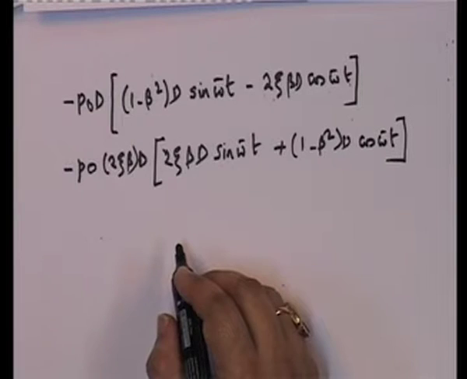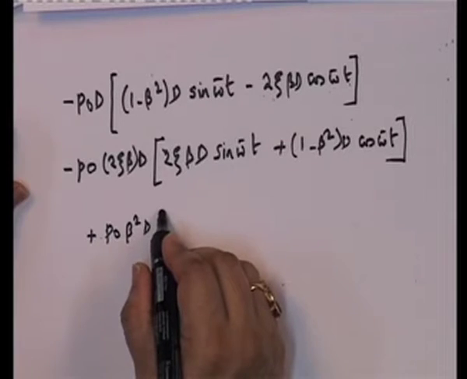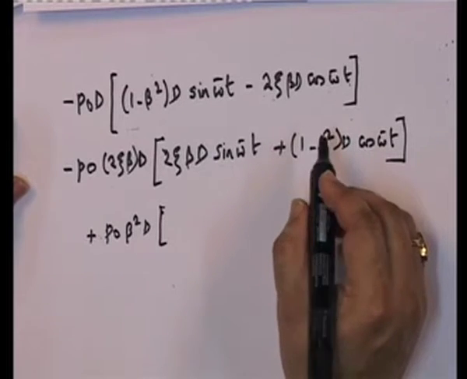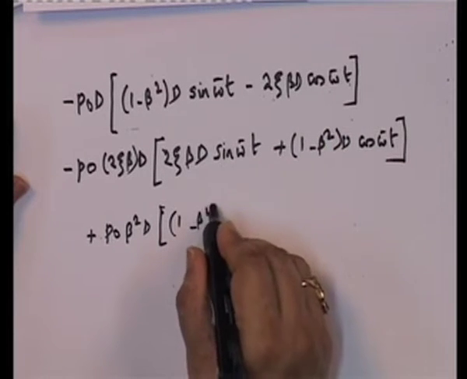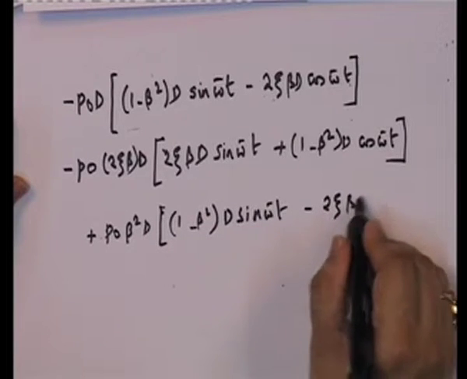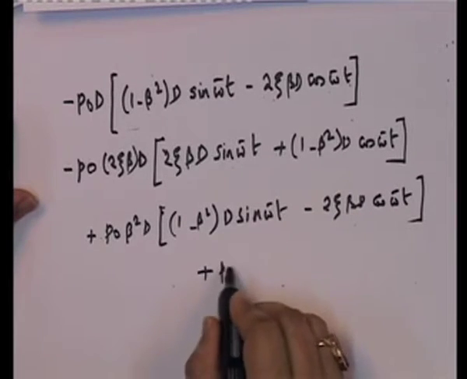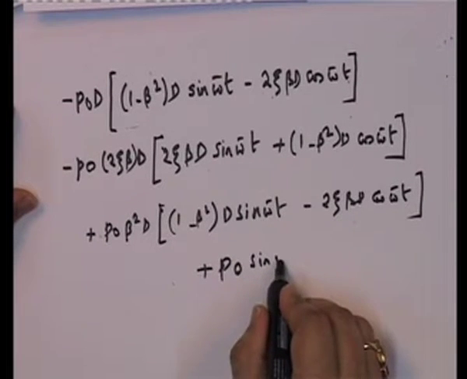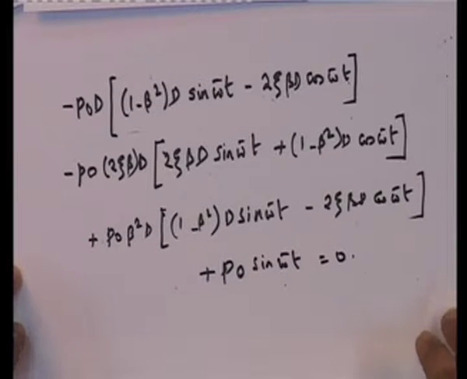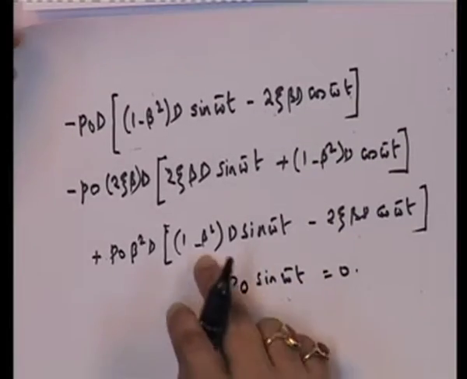And then finally, I have P naught beta squared d into the same thing that I have here, 1 minus beta squared d sine omega d minus 2 xi into cosine omega d, plus P naught sine omega bar t is equal to 0. So, we have to just show that this is indeed equal to 0. If I now look at this term, this is identical.